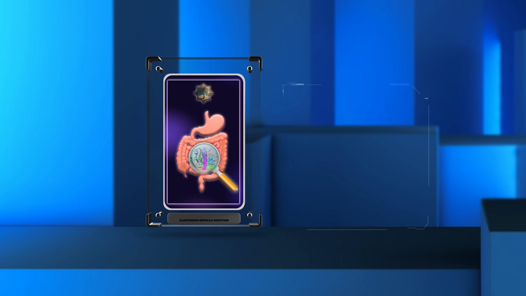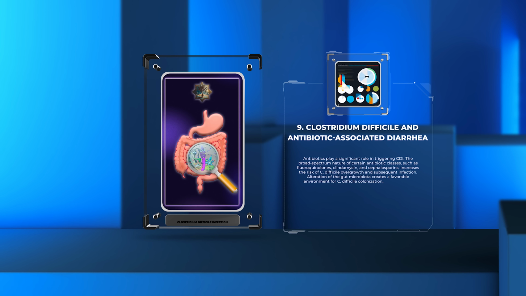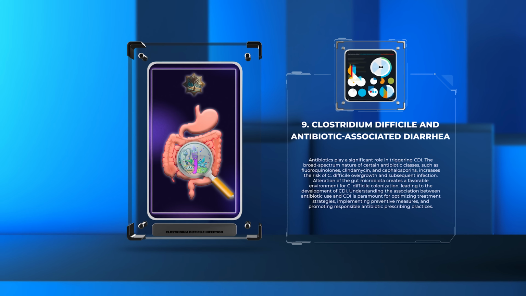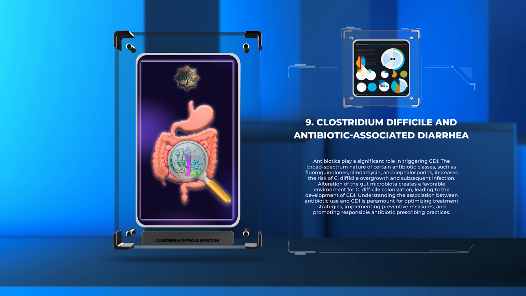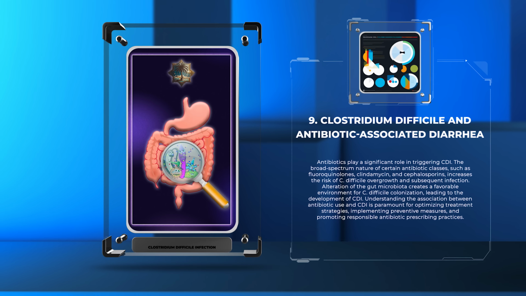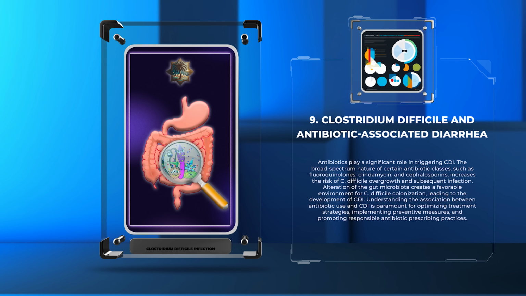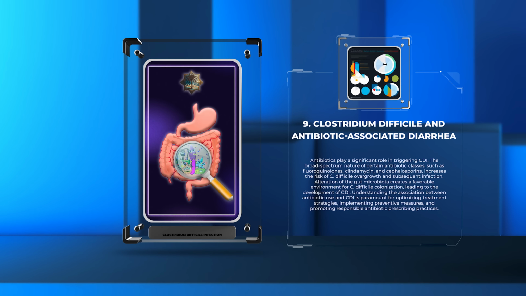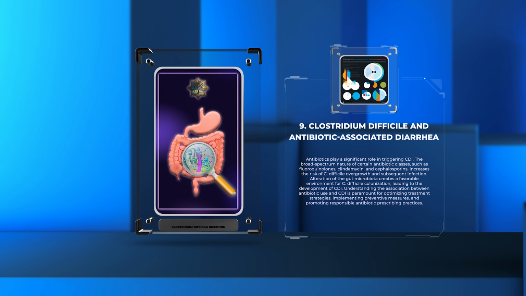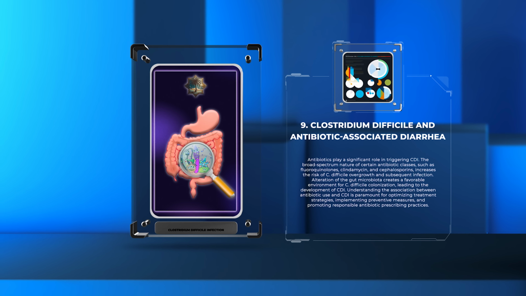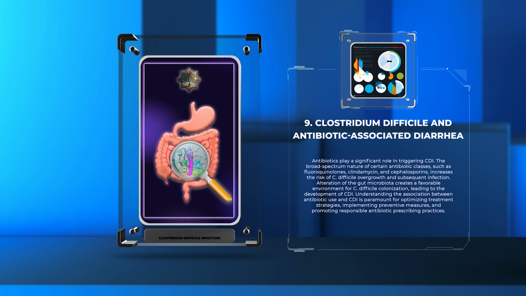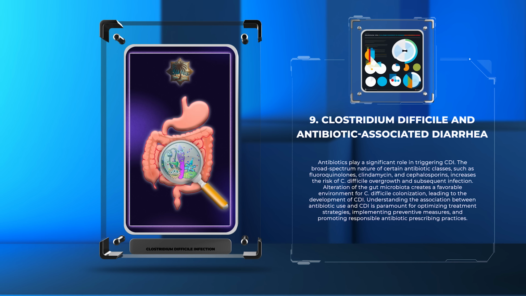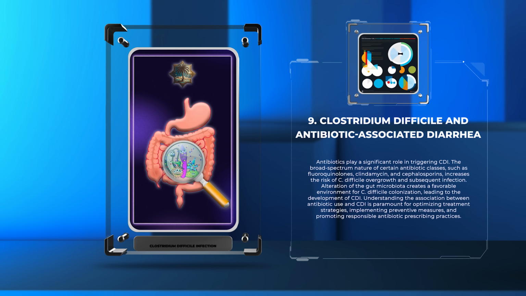Antibiotics play a significant role in triggering CDI. The broad-spectrum nature of certain antibiotic classes, such as fluoroquinolones, clindamycin, and cephalosporins, increases the risk of C. difficile overgrowth and subsequent infection. Alteration of the gut microbiota creates a favorable environment for C. difficile colonization, leading to the development of CDI. Understanding the association between antibiotic use and CDI is paramount for optimizing treatment strategies, implementing preventive measures, and promoting responsible antibiotic prescribing practices.